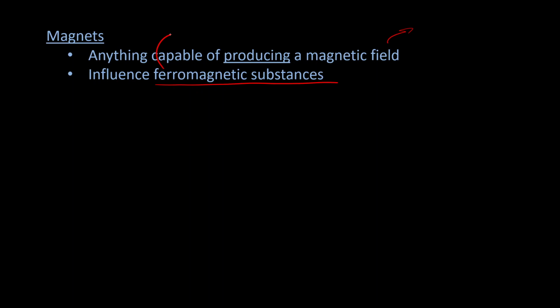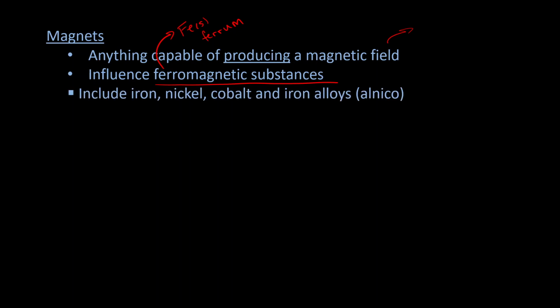Now, chemistry people, this probably looks familiar to you. Ferro stands for a substance made of ferrum, which is the old name for iron. And in fact, ferromagnetic substances include iron, as well as some others. Here we've got nickel, cobalt, and then the group of alloys, which are, of course, a mixture of different metals. My favorite one is alnico.